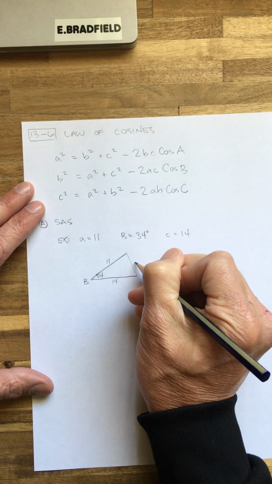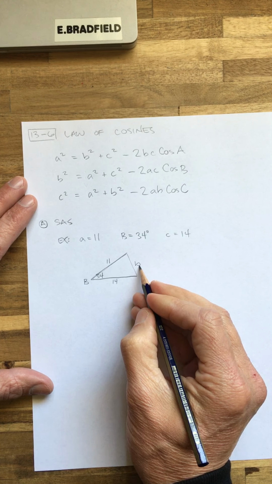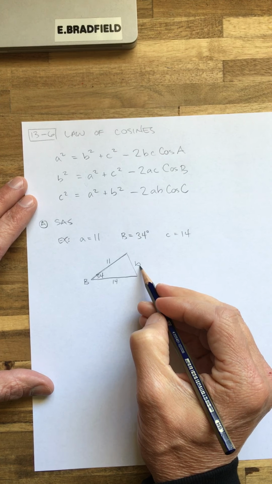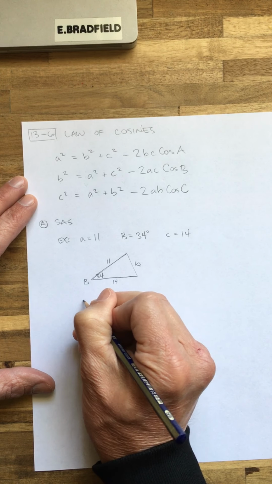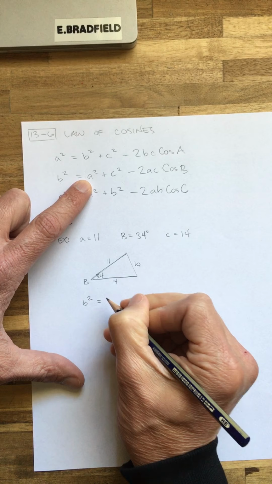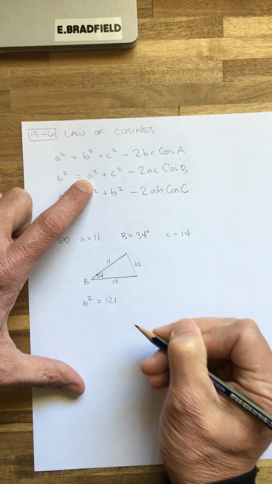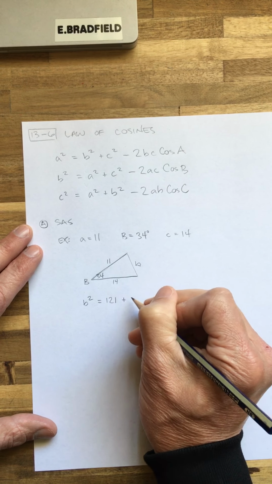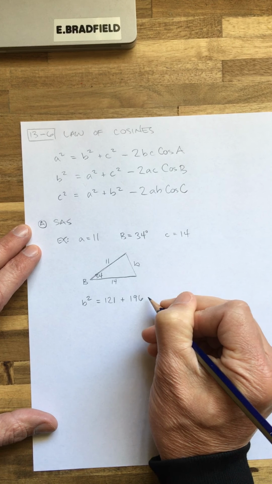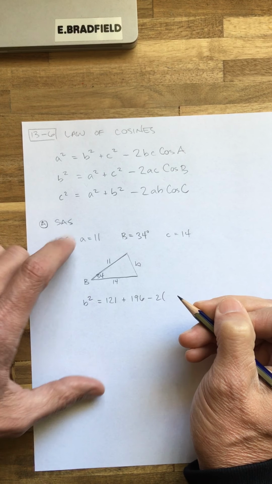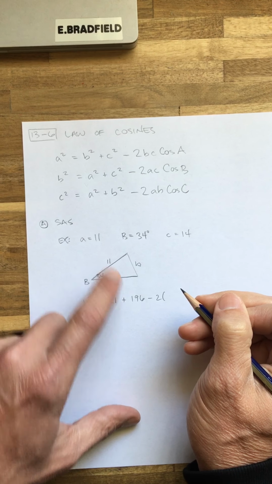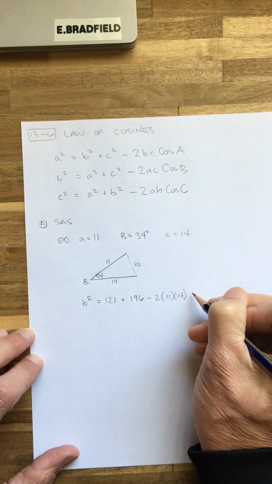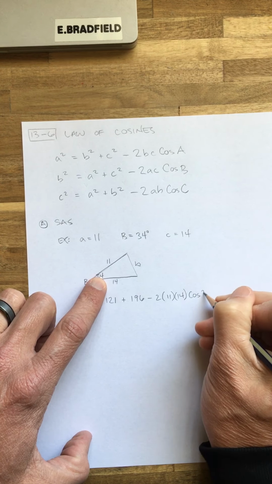Let's solve for side b. If I'm going to solve for side b, I'm going to use this one right here. So b squared equals a squared, that's 11 squared, what is that, 121, plus c squared. c is 14, what is that, 196? I hope so, 196. Minus 2 times a times c, so 2 times 11 times 14, times the cosine of b, so cosine of 34.